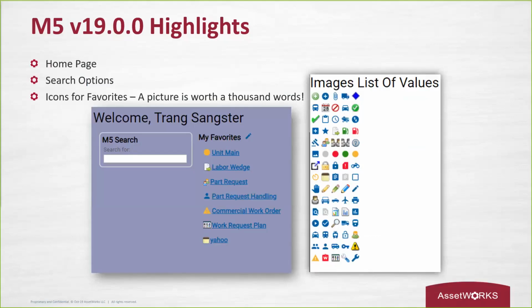For homepage, we added a search option. And that search option, when you're on your homepage and say you want to enter in a unit number in that M5 search, when you enter in that unit number and hit enter, it will automatically pull up Unit Main with your unit number pre-filled in and that record displayed. It also works for work orders. We also have added icons to be able to link with your favorites. And these are the list of icons to choose from.